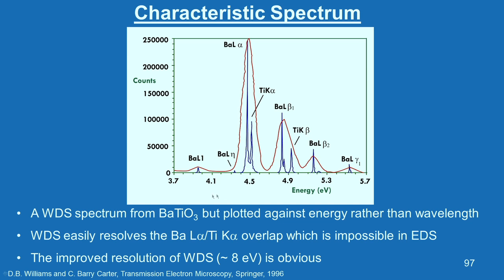And you look at this, a typical characteristic spectrum of a WDS. For the purpose of comparison, the EDS spectrum is superimposed on this. So, you clearly appreciate the resolution capability of WDS is superior as compared to EDS. This is the WDS spectrum of barium titanate, but plotted against energy rather than wavelength. WDS easily resolves the barium L alpha and Ti K alpha overlap, which is impossible in EDS. This is what is shown here, barium L alpha and titanium K alpha. The improved resolution of WDS is quite obvious, which is in the order of 8 electron volts.